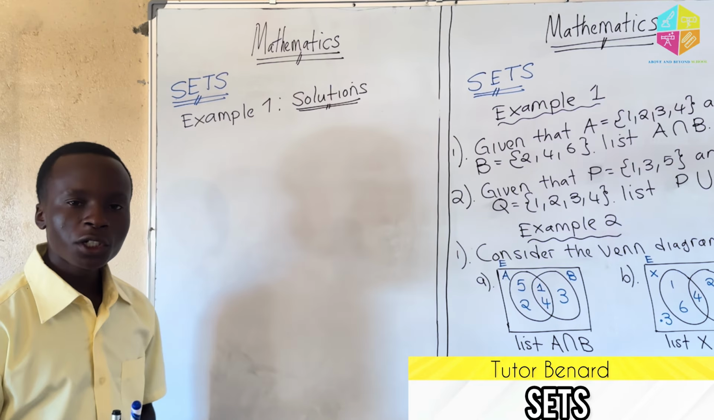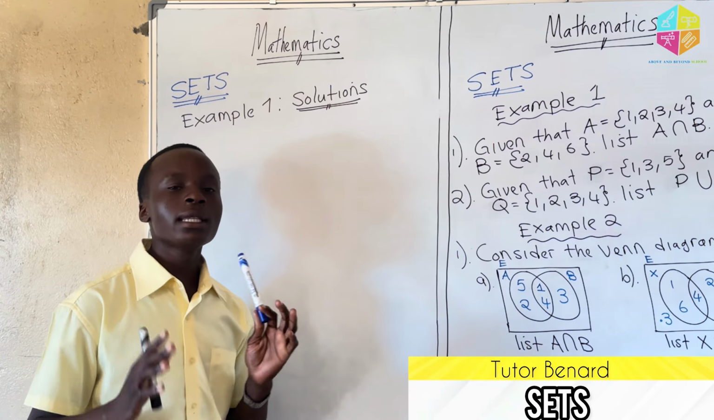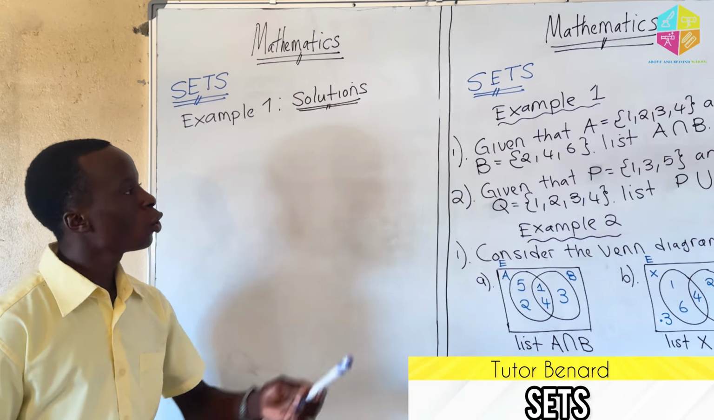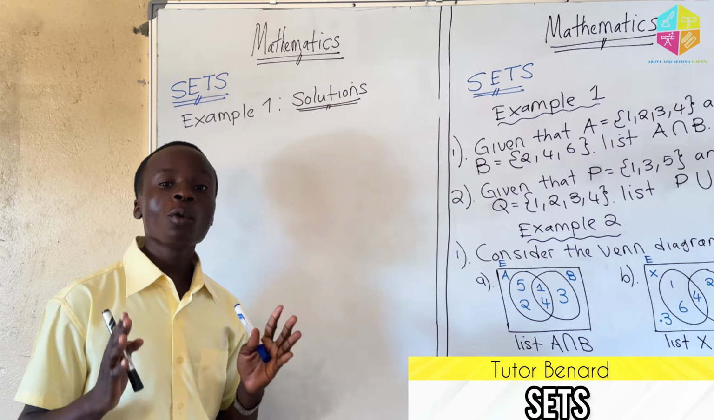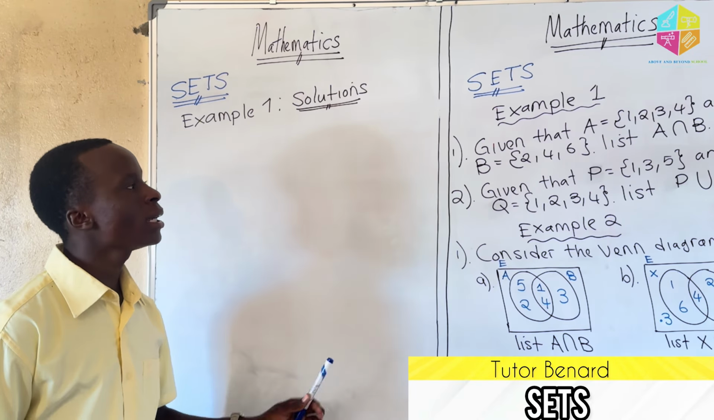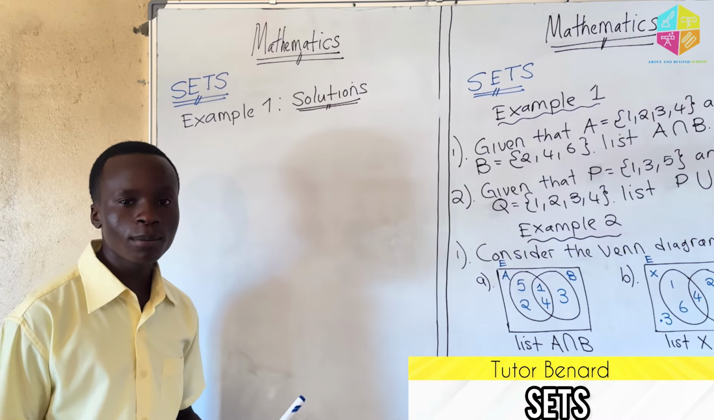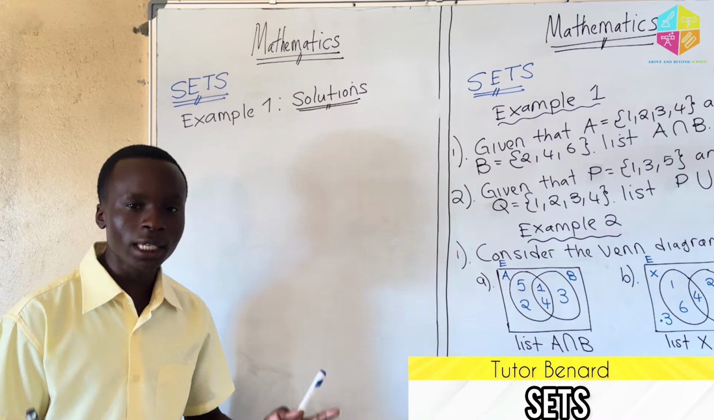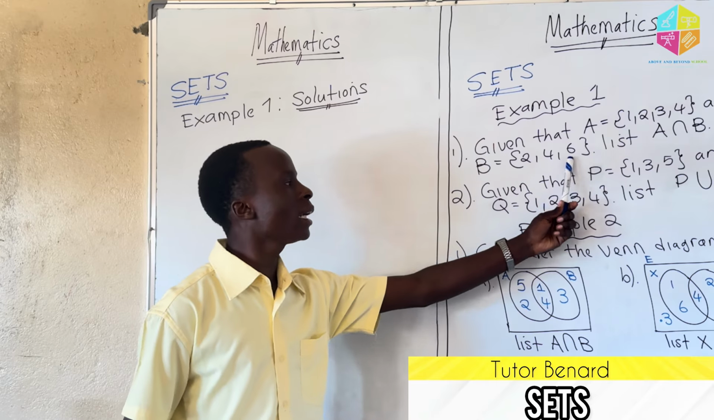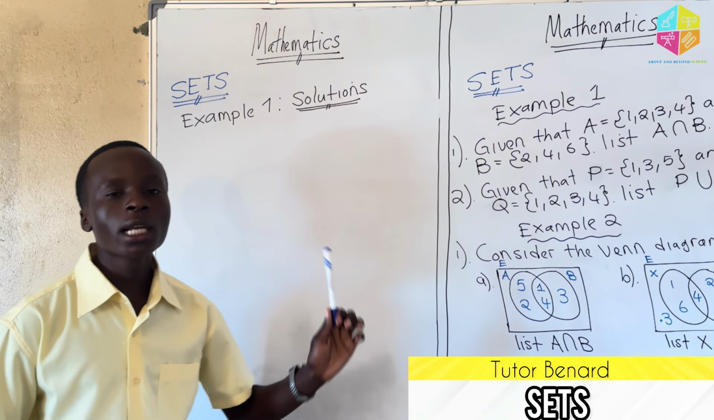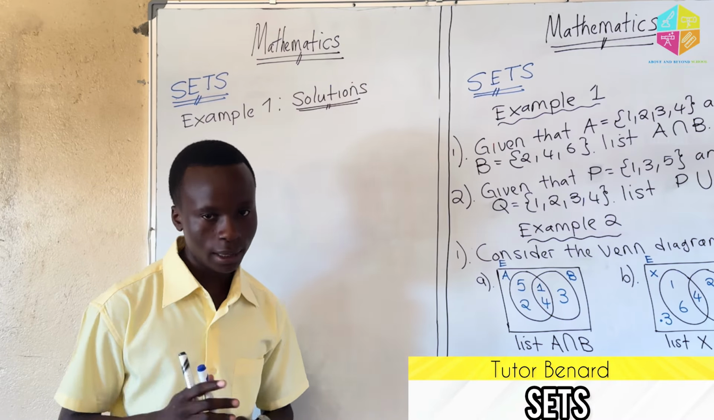So the first thing that you need to understand about sets is the definition itself. So what is a set? We define a set as a collection of items or a collection of things, where these things that are being collected in our sets are known as elements.